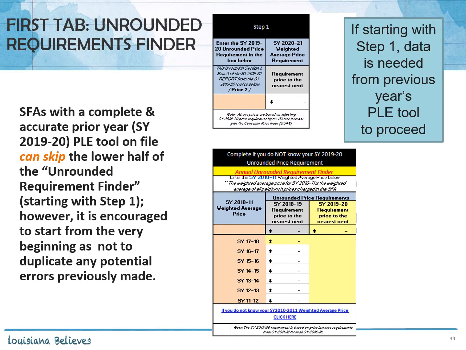SFAs with a complete and accurate prior year, school year 2019-2020, PLE tool on file can skip the lower half of the unrounded requirement finder and start with Step 1 at the top of this tab. However, it is encouraged to start from the very beginning so as not to duplicate any potential errors previously made. If starting with Step 1, data is needed from the previous year's PLE tool to proceed. This will be found on the school year 2019-2020 unrounded price requirement.